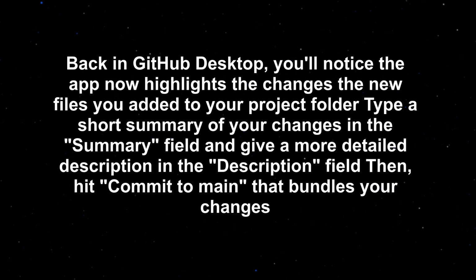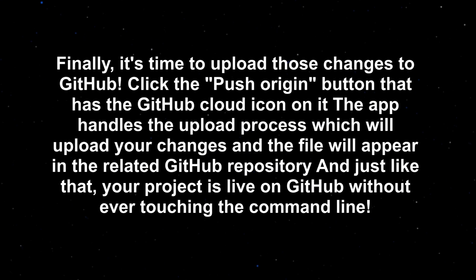Type a short summary of your changes in the summary field and give a more detailed description in the description field. Then, hit Commit to Main. That bundles your changes. Finally, it's time to upload those changes to GitHub.